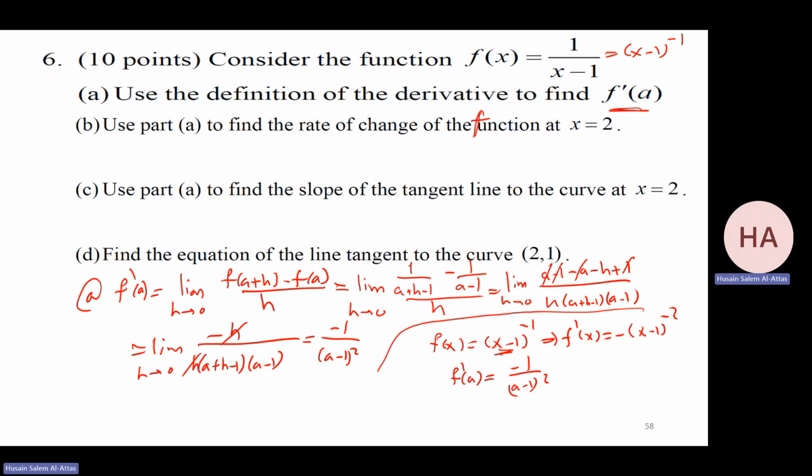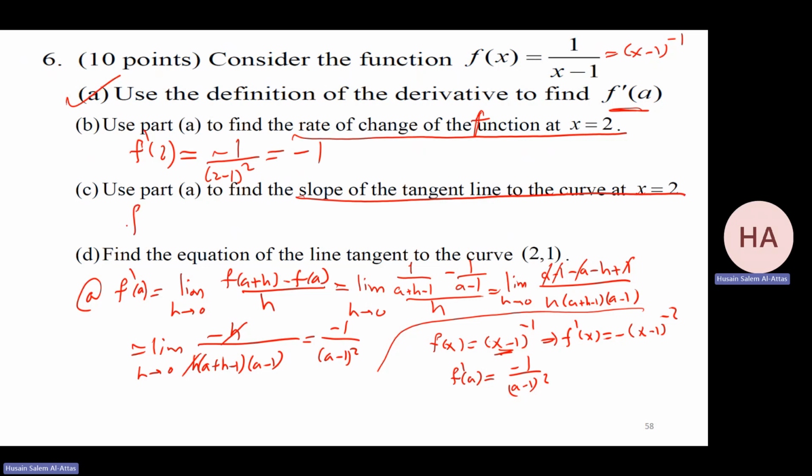Okay, now let me go back to these problems. As we did in part A, use part A to find the rate of change of the function at x equal to 2. What they want is f prime at 2, which we know. Substitute, it will be -1 over (2 - 1) squared, which is -1. Find the slope of the tangent line to the curve at x equal to 2. What is this? It's f prime at 2, which we know is -1.